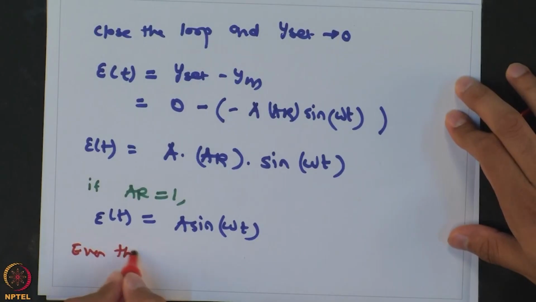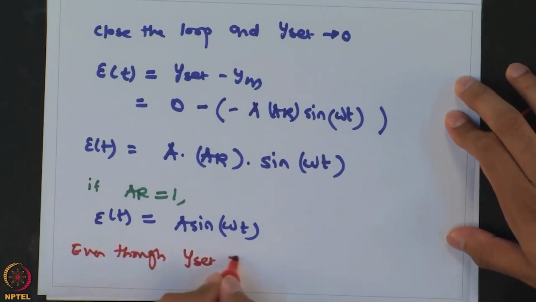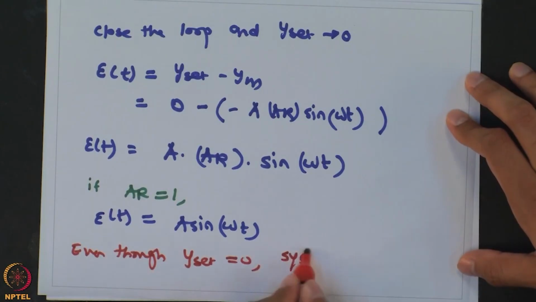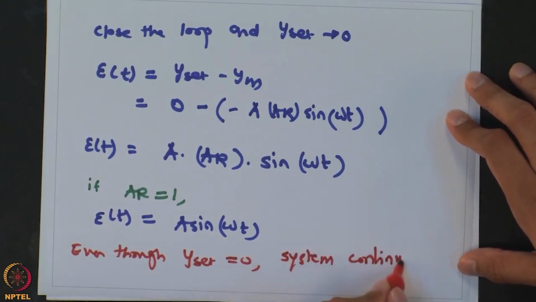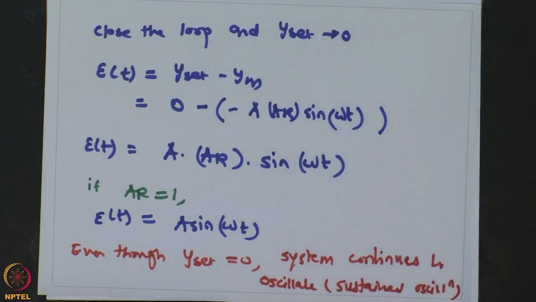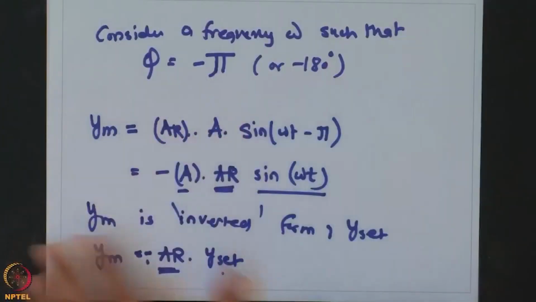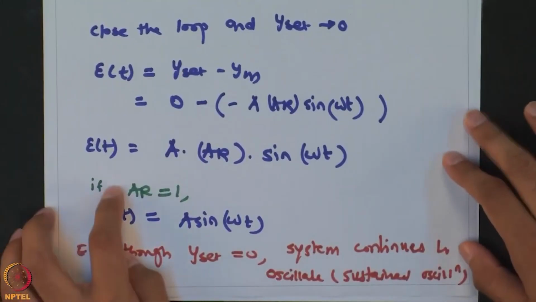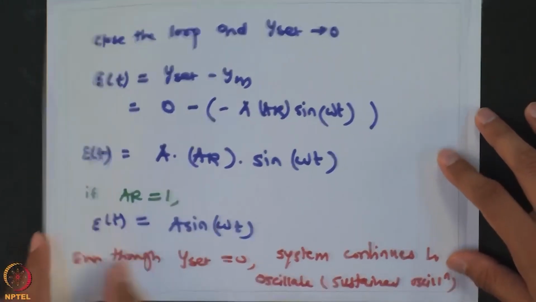So, the implication of this is that even though y set is equal to 0, system continues to oscillate, or sustained oscillation, even though the original source of the oscillation is gone. So that means if I have phase of minus pi and if the corresponding amplitude ratio is 1, then I am going to get sustained oscillations.